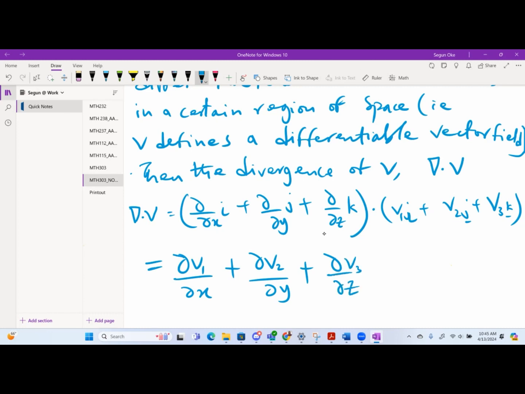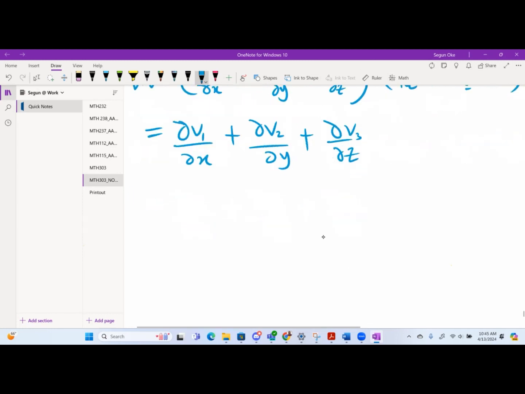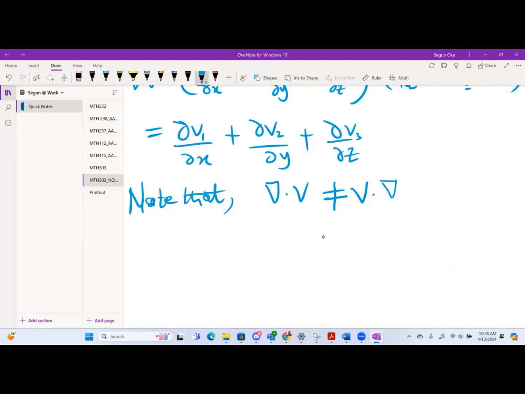We are using the principle of A dot B. Note that del dot V is not equal to V dot del. Remember, when you prove this one, you know it's not the same thing. Remember, we did that last class. So please take note of that.